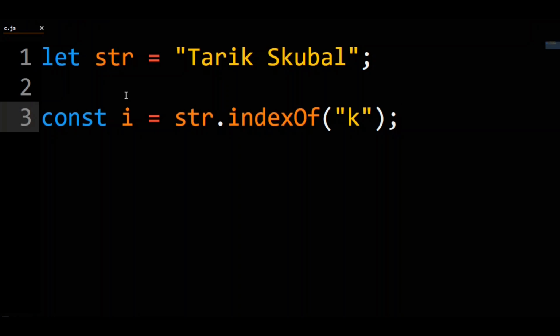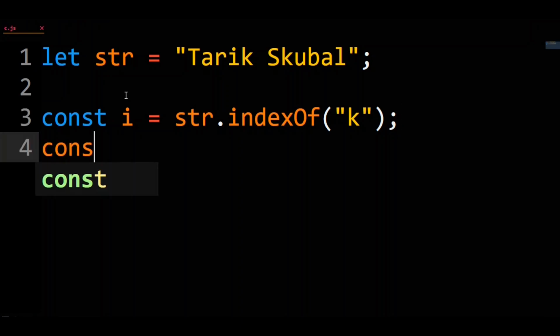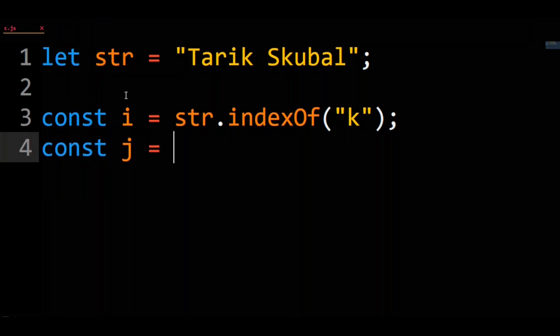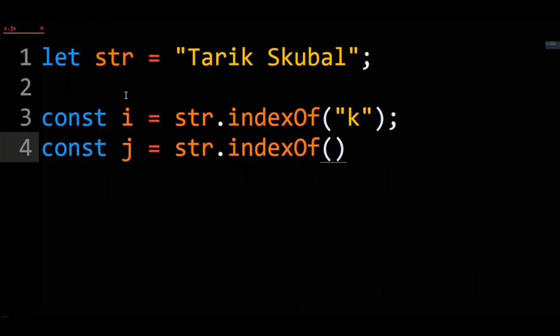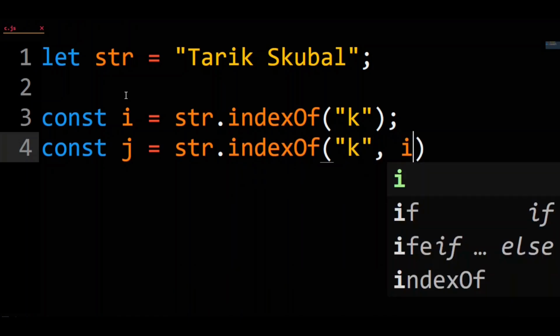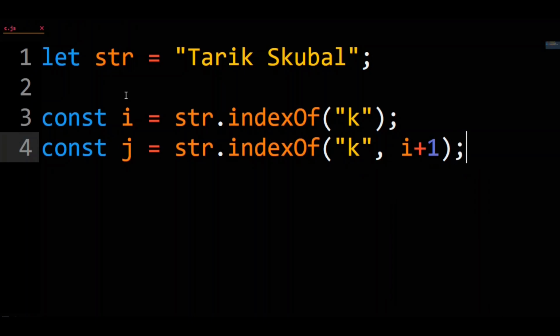So, how do you get subsequent k's? Well, indexOf has an optional argument. We can do const j equals str.indexOf("k", i + 1). What this says is give me the index of the first k after the index I have provided to indexOf.